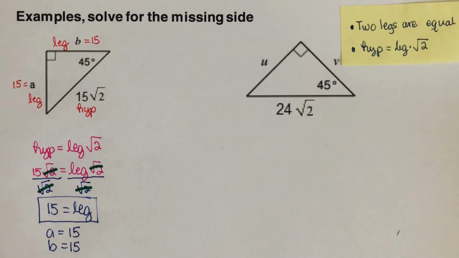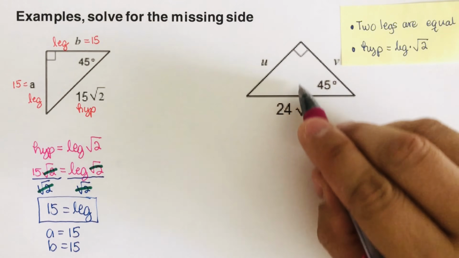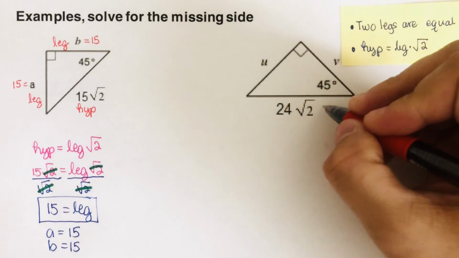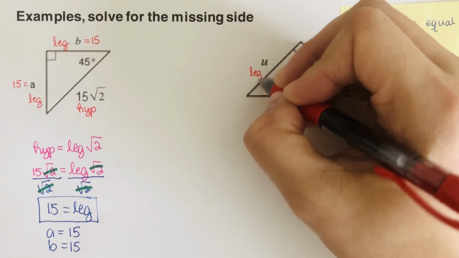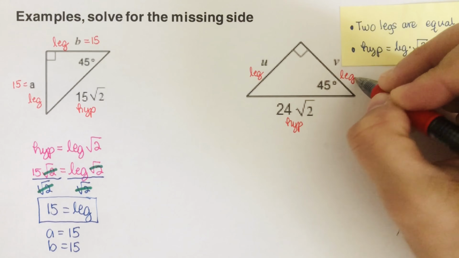Okay, so we go over the problem here. This is our hypotenuse across the 90-degree angle. So this is the hypotenuse right here, so I'm going to label that as hypotenuse. This is the leg, and the V is also another leg.